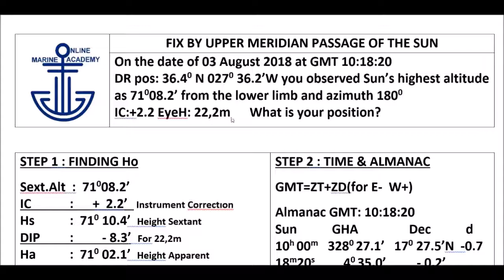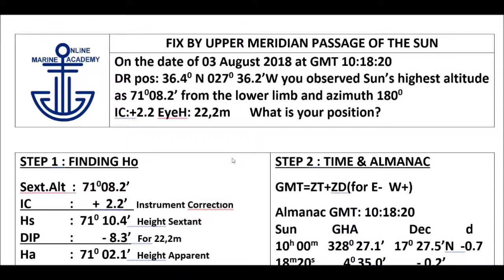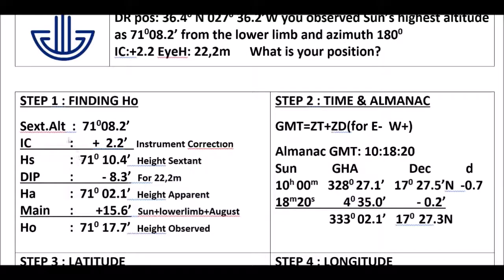The height of the bridge is 22.2 meters. What is your position? We will solve this problem in 4 steps. The first step, finding HO, our observed altitude, 71 degrees 08.2 minutes.